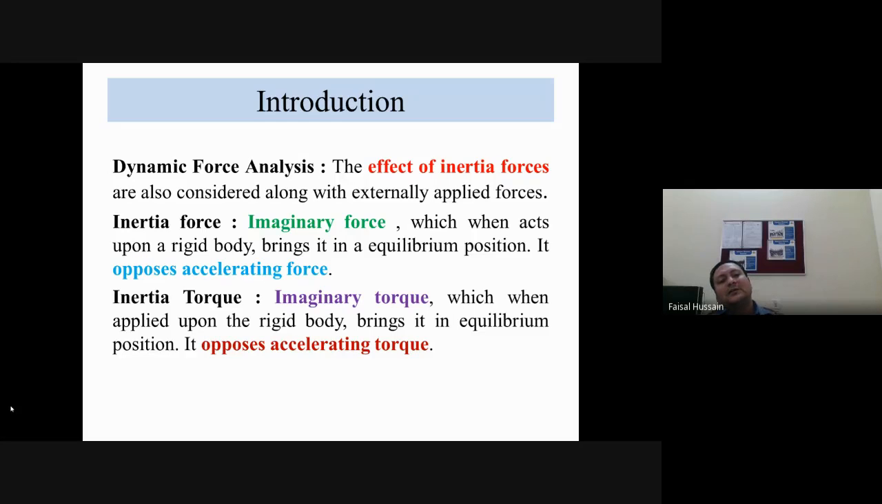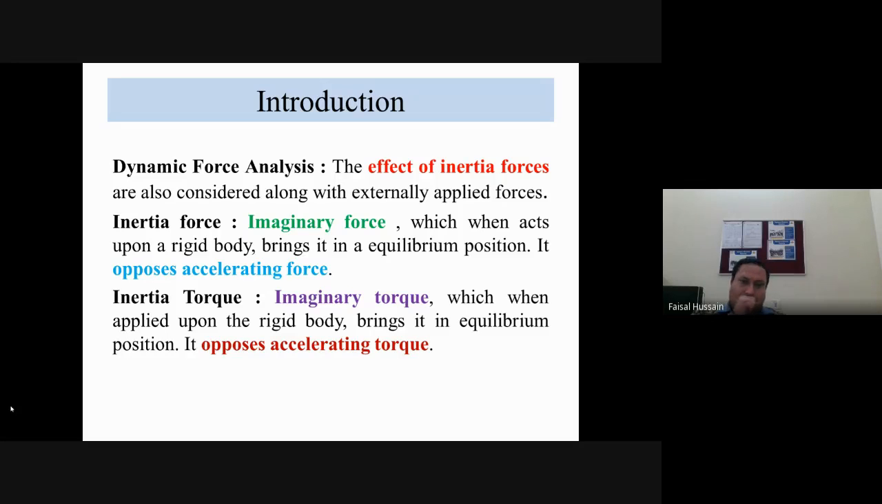Then inertia torque. Inertia torque is also an imaginary torque. And when it is applied on a rigid body, the body comes under an equilibrium position. This inertia torque opposes the accelerating torque during the angular movement, the angular displacement. This inertia torque will be developed.